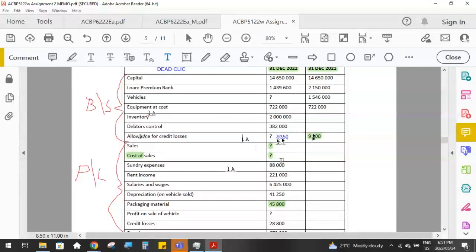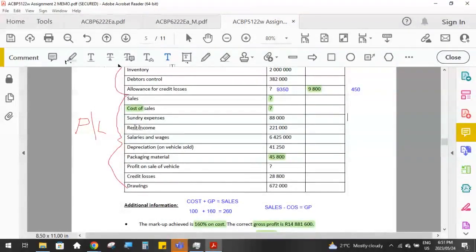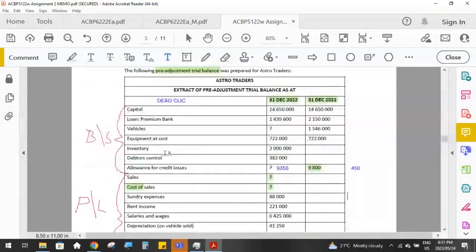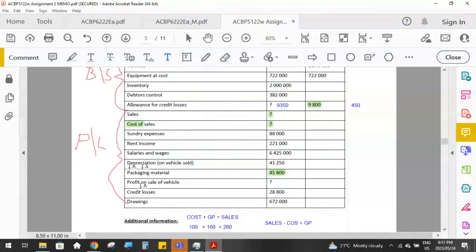So what happens when we have to make an adjustment to the allowance for credit losses? We have to debit the expense account, adjustment for credit losses, with that difference. In this case, our difference is 450. So that has to be an expense that we record here on the profit or loss side. Account name: adjustment for allowance for credit losses, 450 expense.